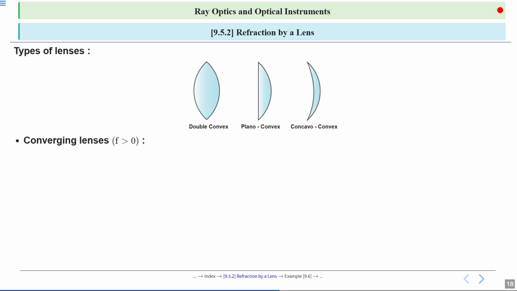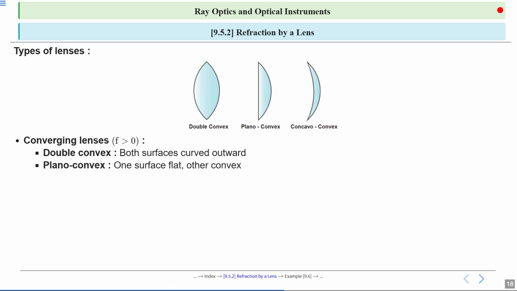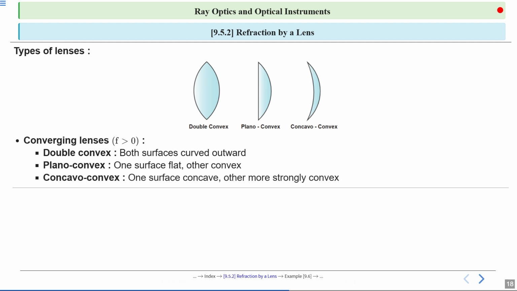Convex lens is also called a converging lens, where focal length is positive. Focal length for a convex lens is positive and for a concave lens is negative. Double convex lens: both surfaces curved outwards. Plano-convex lens: one surface is flat, one is convex. Concavo-convex: the first surface is concave and the second surface is strongly convex. Strongly convex means it is more curved than the other surface.